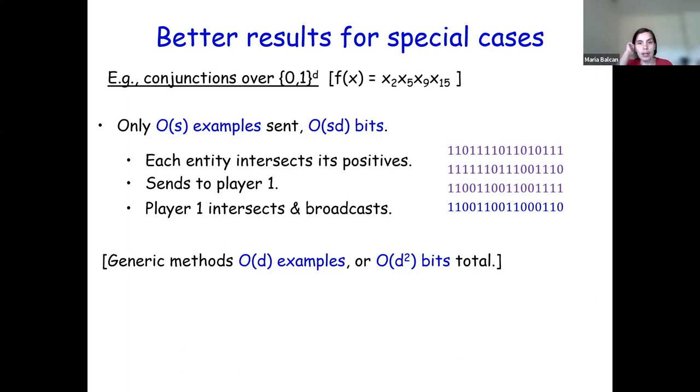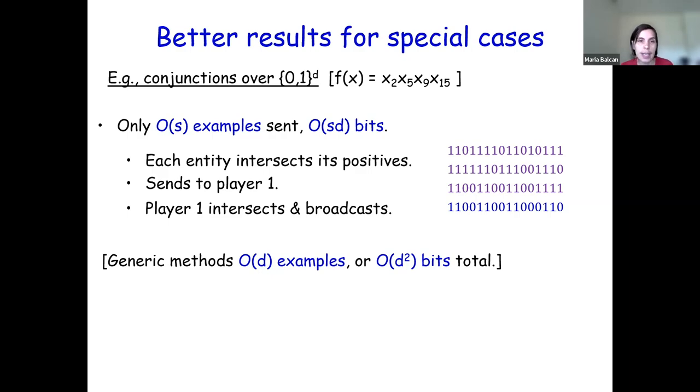So for example, just to give a quick example here, a simple case of conjunctions over 0, 1 to the D is an example of a concept class that is intersection closed. So what is a conjunction? I think we've seen it in the first lecture. We pick some variables, say 2, 5, 9, and 15, as I have on my slide. And then the function f of x is positive if and only if the example x has the second variable, the fifth variable, the ninth variable, and the 15th variable set to 1. So it's just a conjunction.